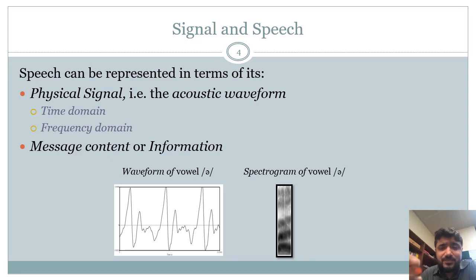So here, just going over some of that. Speech can be represented in terms of either the physical signal, that is the acoustic waveform, or it could be represented in terms of the message content or information. So this is more like the second one. The message content or information is more like the abstract level things.